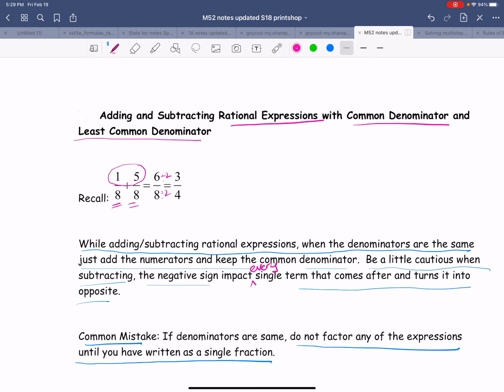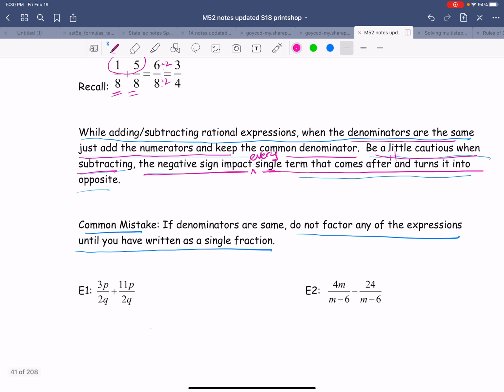Like in this case, we could divide both numerator and denominator by 2, and our fraction in the lowest terms is 3/4. So when adding and subtracting fractions or expressions when denominators are the same, just add the numerators and keep the common denominator. Be a little cautious when subtracting. The negative sign impacts every single term that comes after it, and it turns it into opposite. So when we are dealing with subtraction, every single term that comes after the negative sign turns into opposite.